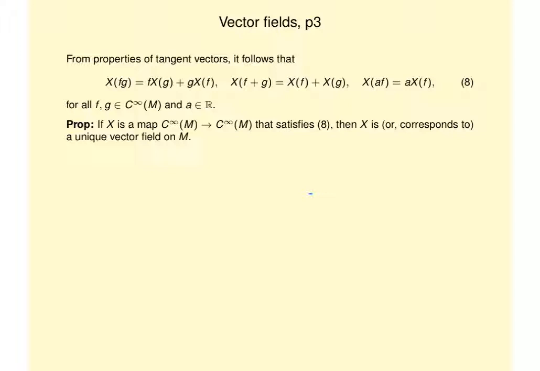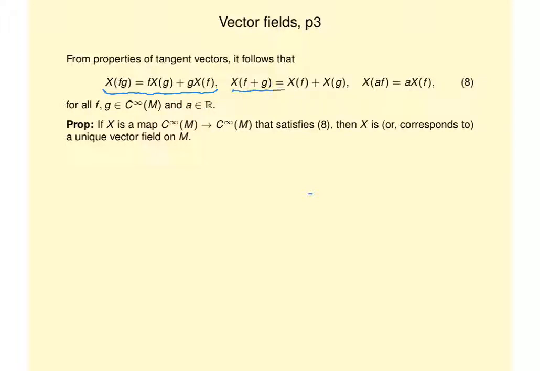So then L sub X, as an operator on functions, has three properties that basically come from the corresponding properties for tangent vectors. First of all, applying X to a product of functions gives a kind of product rule.